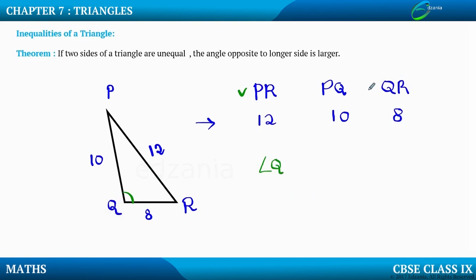Then which is the angle opposite to PQ? If this is PQ, angle opposite to PQ will be angle R. So angle R will follow PQ. And which is the smallest side? QR is the smallest side. So which is the angle opposite to QR? Angle P is opposite to QR. Therefore, we can say that this angle P is the smallest angle. Therefore, we have arranged the angles in descending order. So, angle Q is the largest angle, then comes angle R, and the smallest angle is angle P.